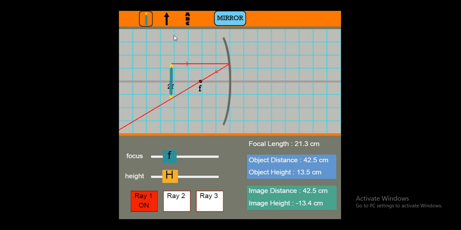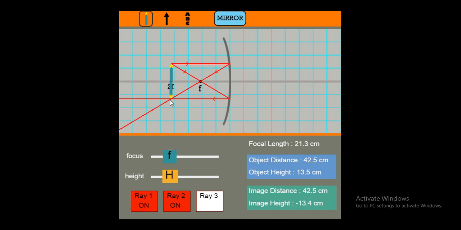Then we can use two types of rays. First one, ray 1. Start from the top of the object, then travel parallel to the principal axis towards the mirror, then after being reflected by the mirror, it goes through F. Then we can use another type of ray, this one. This is also a ray we can use, starting from the top of the object. It travels through F, the focal point, then is incident on the mirror. After being reflected, it travels parallel to the principal axis, this one.